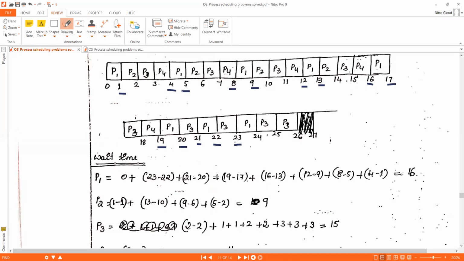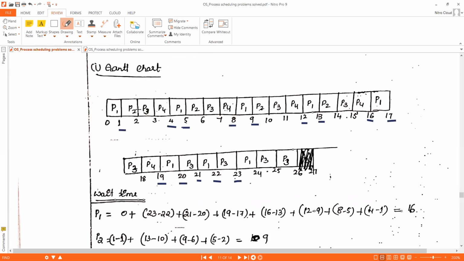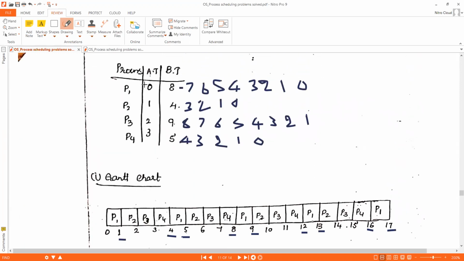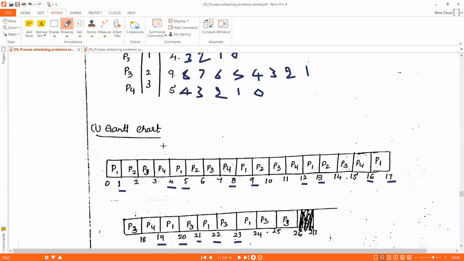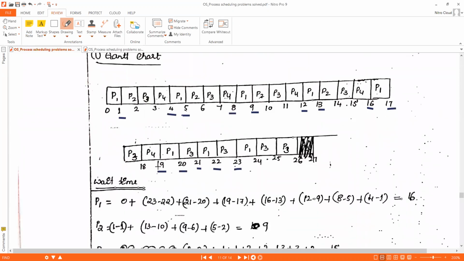Okay, now we'll find the waiting time for process 2. What is the initial allotted time? Process 2's initial allotted time is 1 millisecond. At clock time 1 millisecond, process 2 got allotted. What is the arrival time for process 2? Process 2's arrival time is 1 millisecond. 1 minus 1, it is 0. Okay, plus what is the last allotted time for process 2?